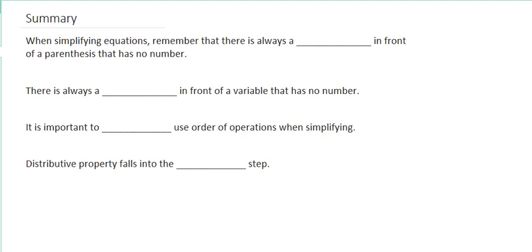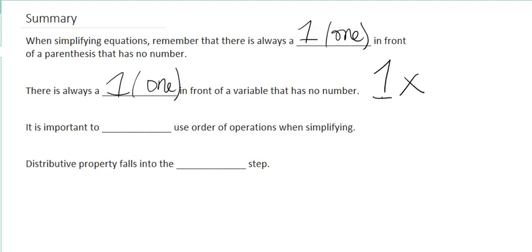So in summary, when simplifying equations, remember that there is always a 1 in front of a parentheses that has no number. And there is always a 1 in front of a variable that has no number, such as just x. So essentially you can put 1x. So it is important to always use the order of operations when simplifying, and distributive property falls into the multiplication step.